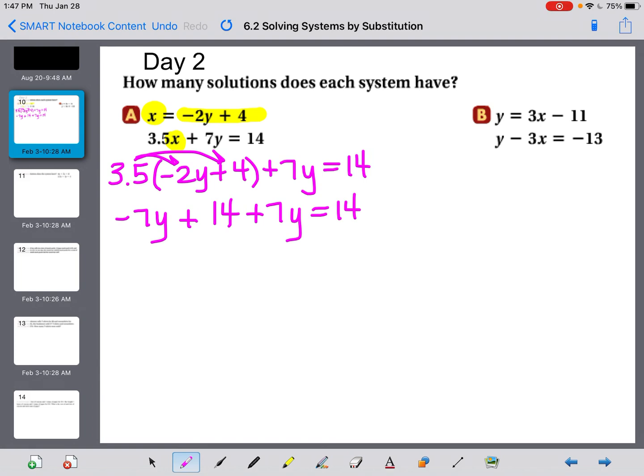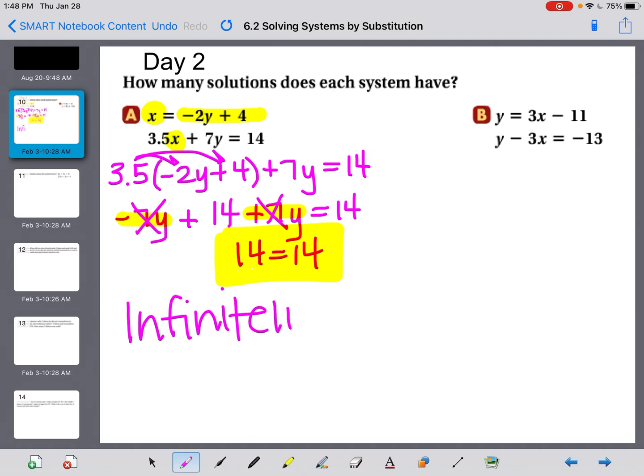Okay, then I'm going to try to combine like terms. Negative 7y plus positive 7y actually cancels out. That gives me 0 y's, so I'm left with 14 equals 14. Okay, there's nothing that I can do here. And 14 does equal 14. So if you get it down to something like this, where you can't do anything else and it is a true statement, this becomes an infinitely many solutions situation.